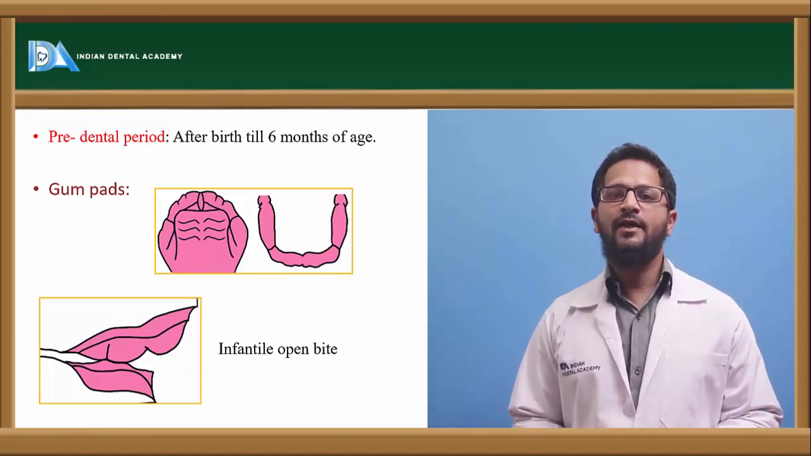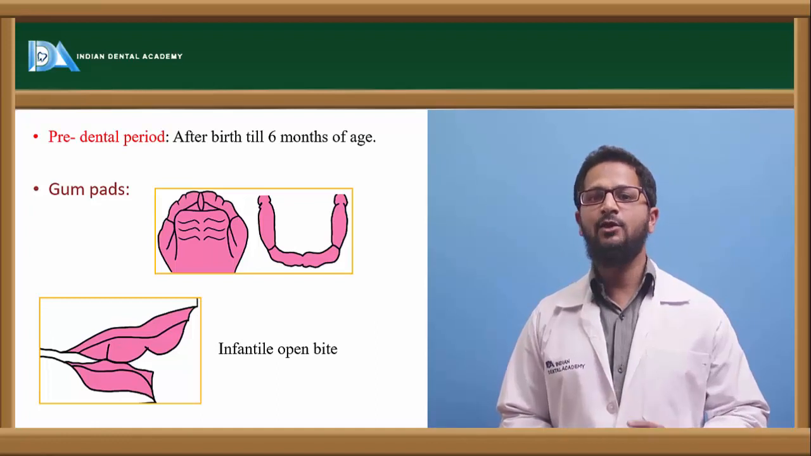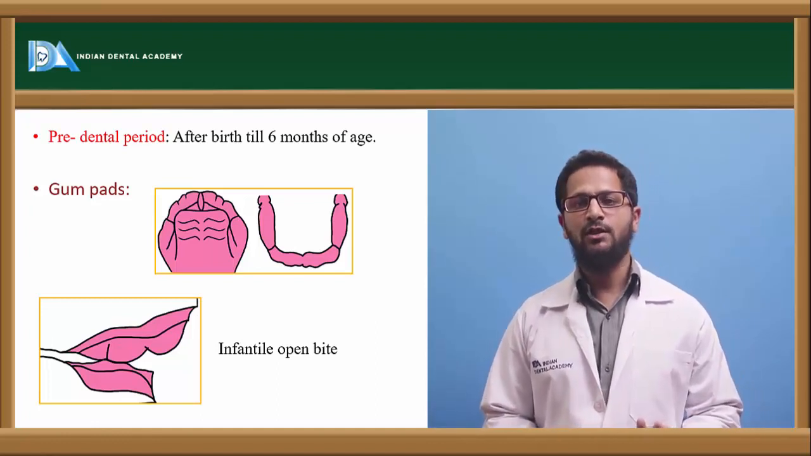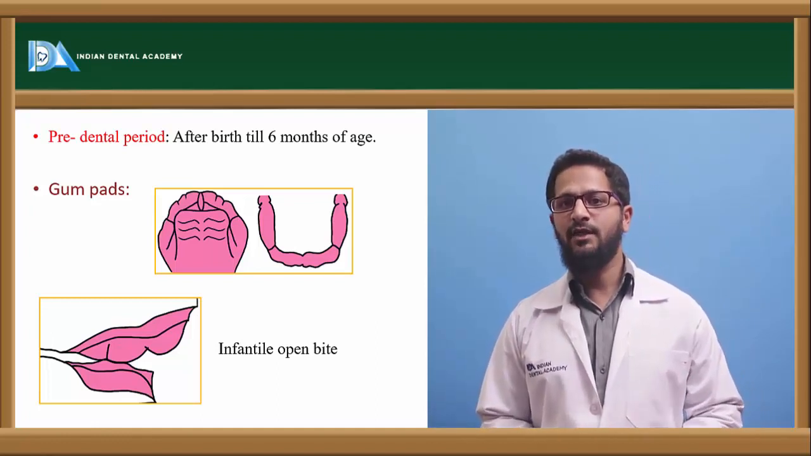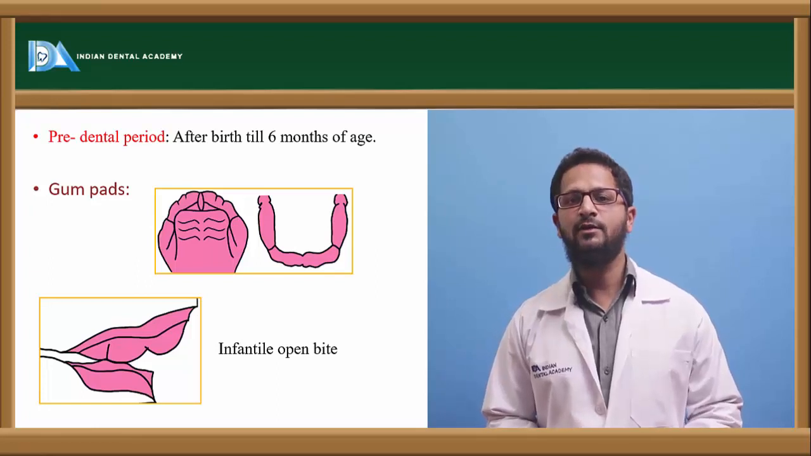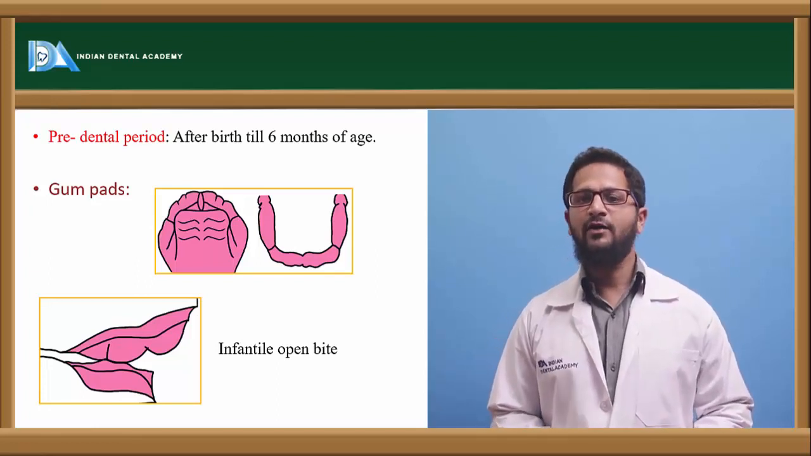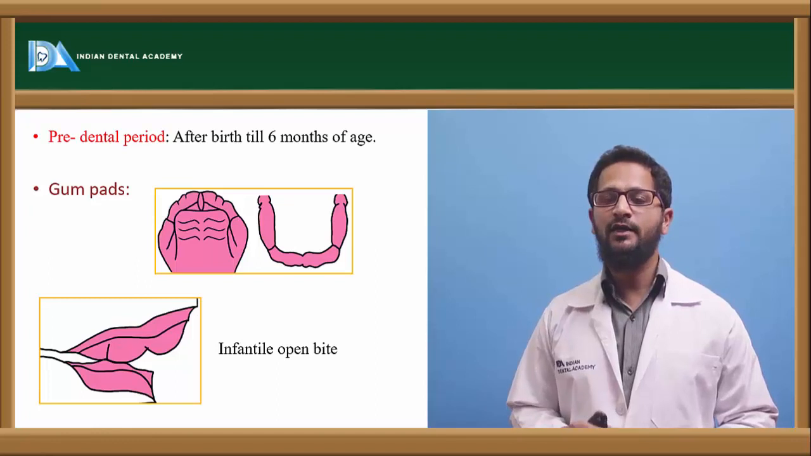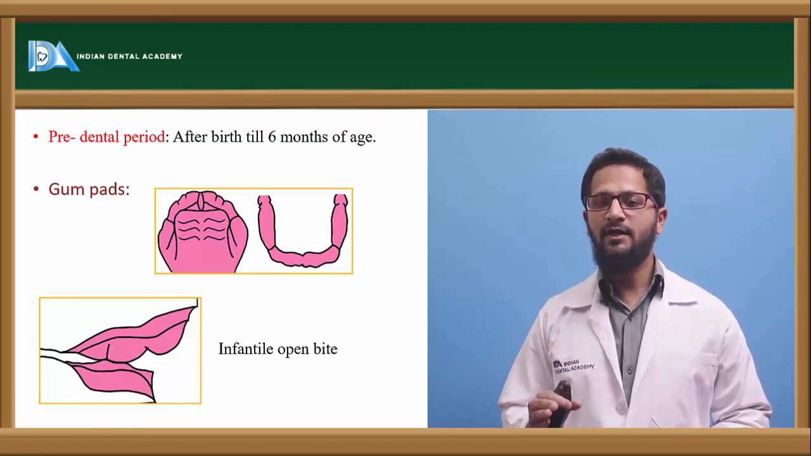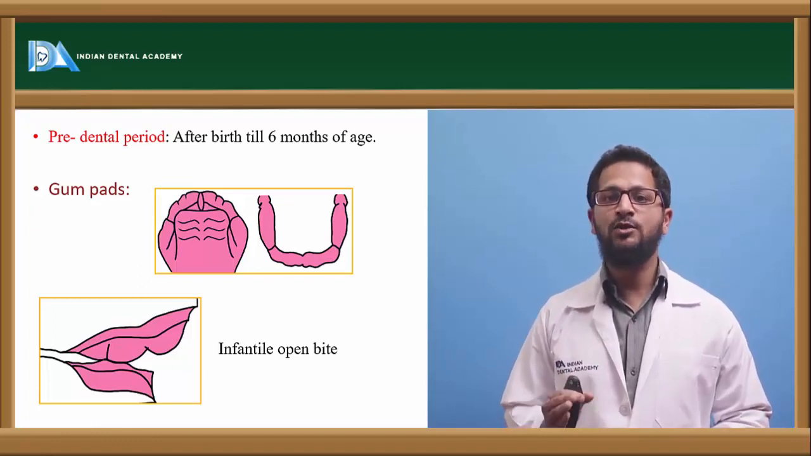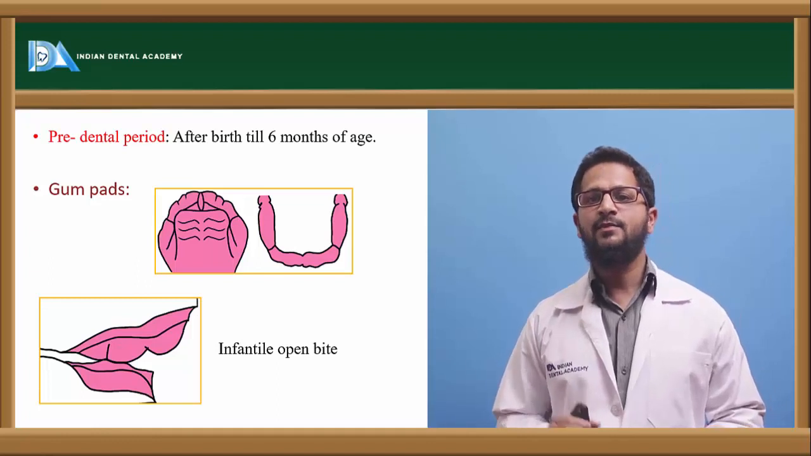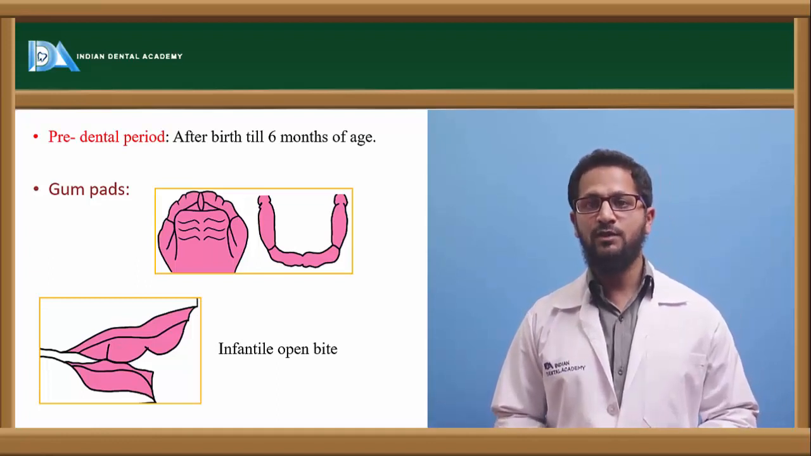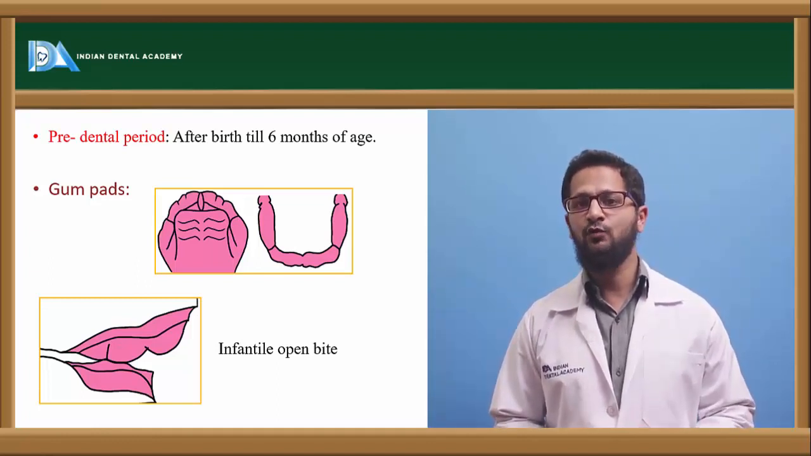The gum pads are divided into two portions: the labial or buccal portion and the lingual portion. Both portions are separated from each other by a groove called the dental groove. Apart from this, each gum pad consists of nearly 10 segments, each segment corresponding to a specific deciduous tooth bud. These segments are separated from each other by grooves called transverse grooves.